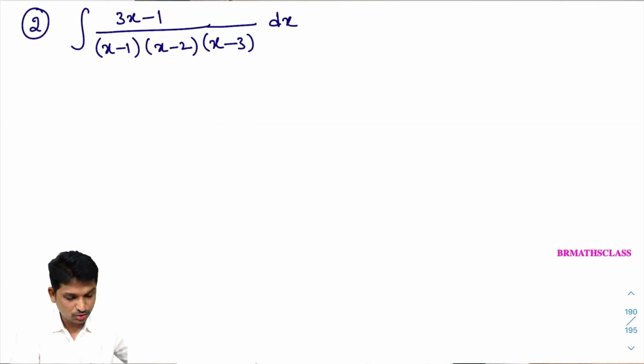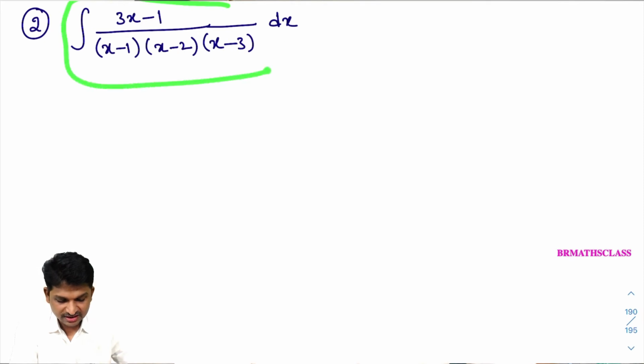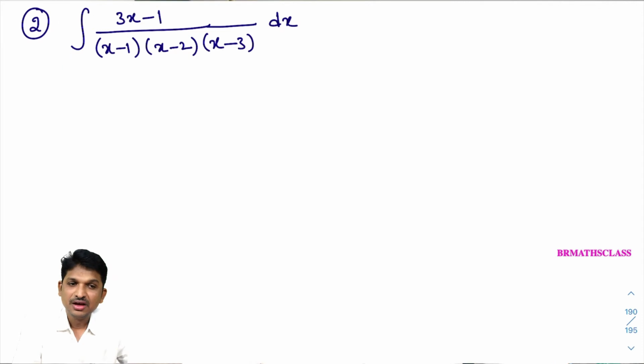Okay, let me do one more problem. Look at this one. Integral of (3x minus 1) divided by (x minus 1)(x minus 2)(x minus 3) dx. How will you know that for this problem we need to do integration by using partial fractions?